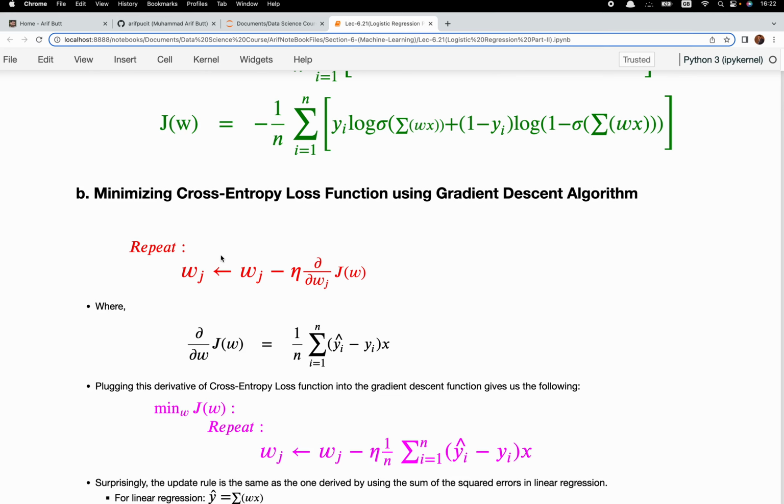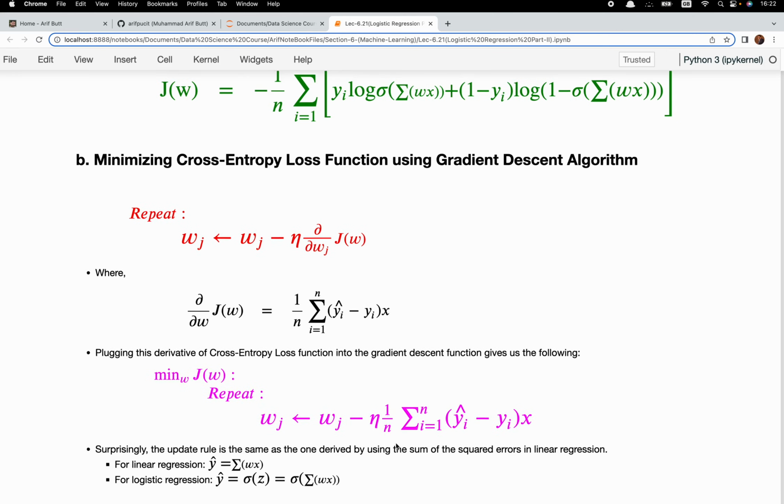Well, now if you have taken the calculus course, you can easily take the derivative of this J(w) and simplify it to this. Soon I will show you how we can take the derivative of this cross entropy function and come up to this expression. But for the time being, I am just plugging this derivative of the loss function into this equation, which is shown in magenta color over here now.